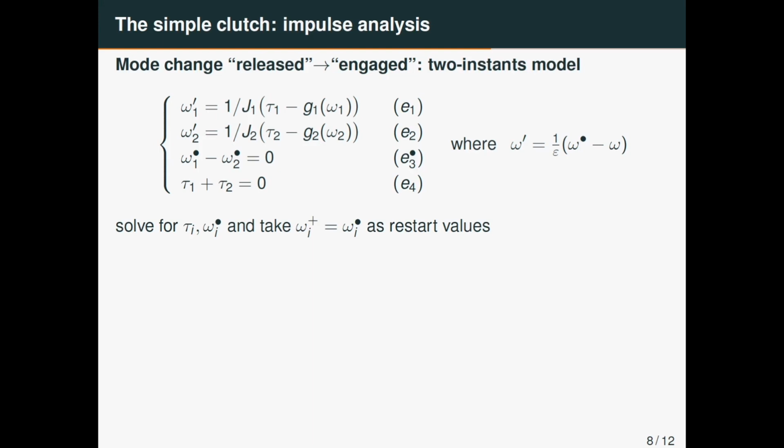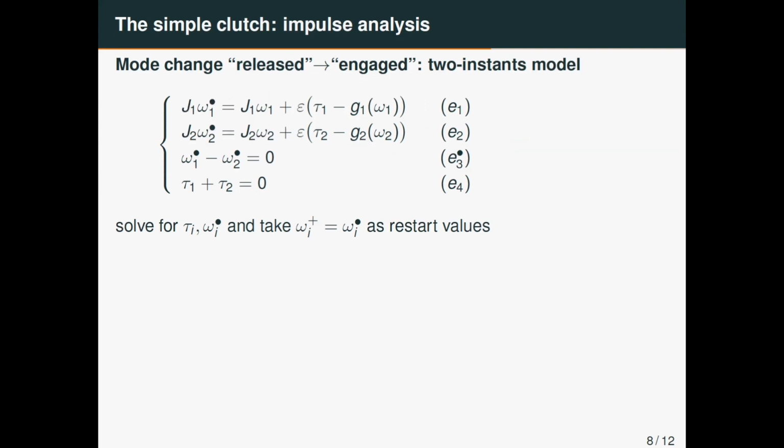It determines the next omegas and the taus. The values for the next velocities are the restart values for the engaged mode. We show again the same model by expanding the derivatives with explicit first-order Euler scheme, having time step epsilon. Recall that epsilon is infinitesimal.